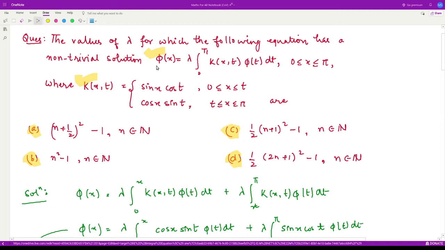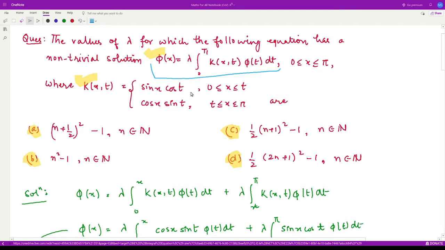The integral equation is given to be phi of x is equal to lambda integration from 0 to pi of K(x,t) phi t dt. So the interval is given to us as 0 to pi. And this is a homogeneous integral equation of the second kind. So let us solve this.